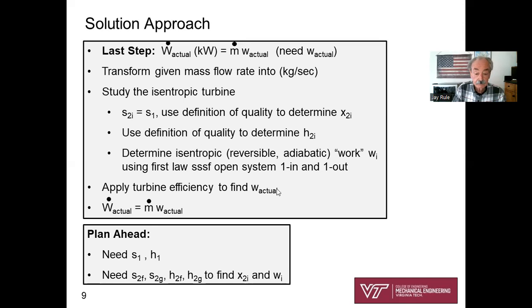I'm going to go a lot faster on the next two examples, but recognize there's a big difference between little w, kilojoules per kilogram, and W dot, kilojoules per second or kilowatts. Okay, let's plan ahead. We need to look up S1 and H1 from the tables first. Then we're going to use the pressure table to look up our entropy values and enthalpy values at saturated liquid and saturated vapor. We're going to need all those to find X2I and then solve for isentropic work.